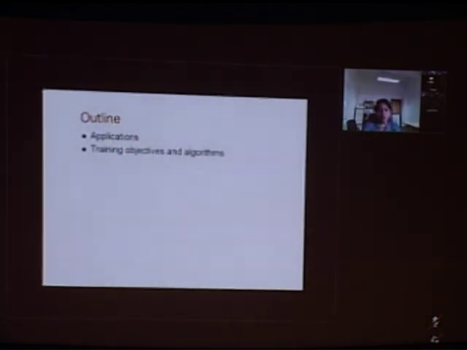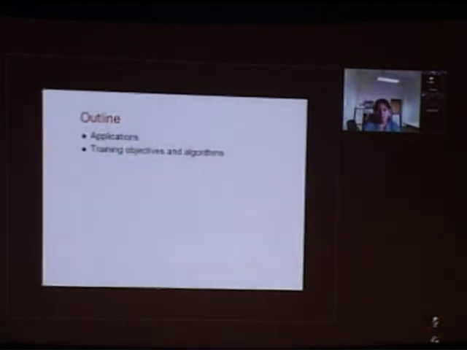So I'll just quickly go over some applications of structured learning, and then we'll go into the training algorithm. For structured learning, one very popular application is in information extraction. I'm assuming you have heard about it a lot already.